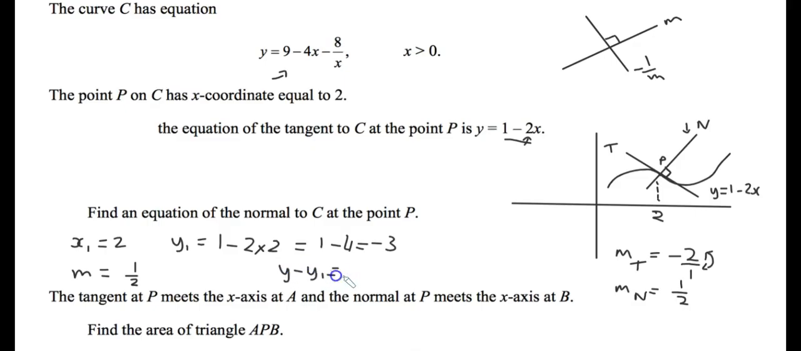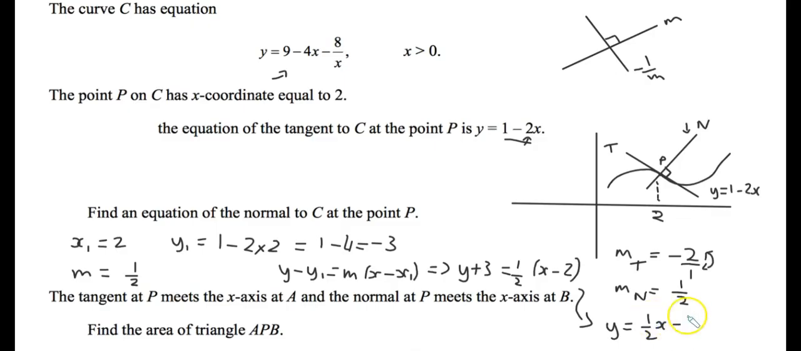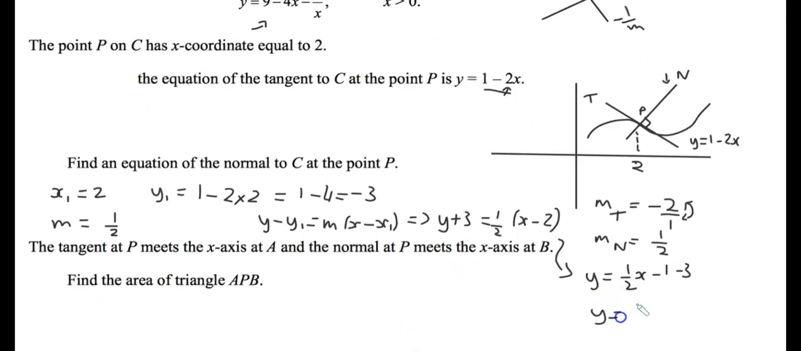And then it's just a question of subbing everything in to the y minus y1 formula. So y minus y1 is m times x minus x1. So that will give us y minus minus 3, so that becomes plus 3, is equal to a half times x minus 2. And then if we neaten that up a little bit, that will become y is equal to a half x minus 1 minus 3, and then that will become y is equal to a half x minus 4.